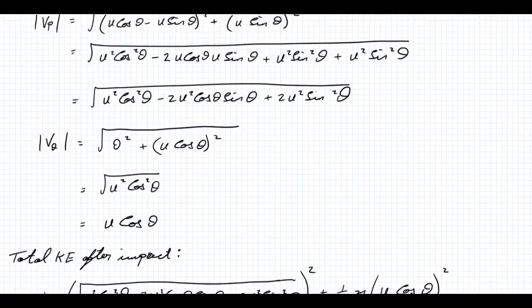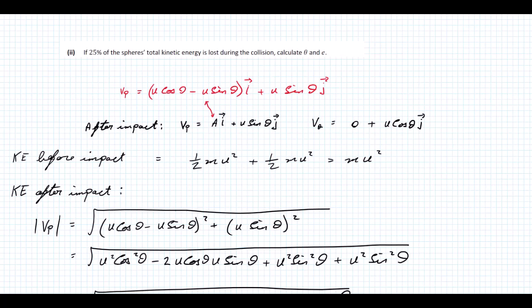to tackle that. So if we look back up here, it says 25% of the sphere's total kinetic energy is lost during the collision. Calculate theta and e. Now we have the kinetic energy before impact as being mu squared. So 25% of the sphere's total kinetic energy is lost, so we're going to lose 25% of mu squared. That means there will be 75% left.